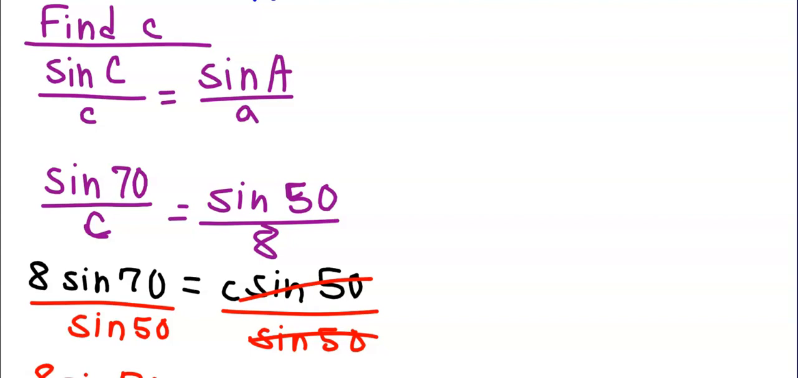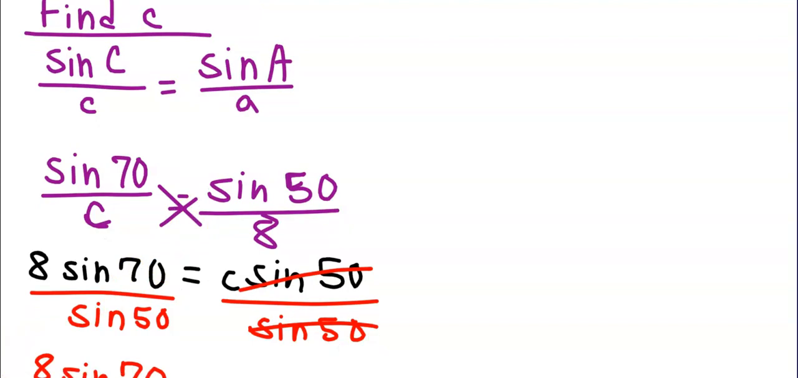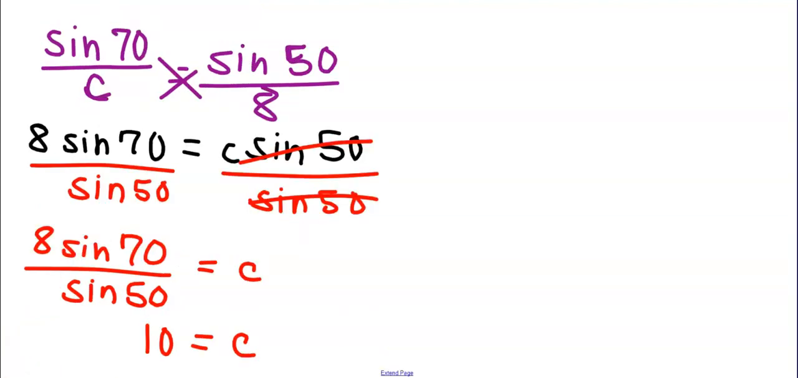All right, so we filled in the values and cross-multiplied. So we got the 8 sine 70 and C sine 50. We divided by sine 50 because we need to get C by itself. Then we put that into the calculator and get an answer of C equaling 10. All right, so we found all 3 pieces here: angle B, angle C, and side C. So that's one solution for these things.